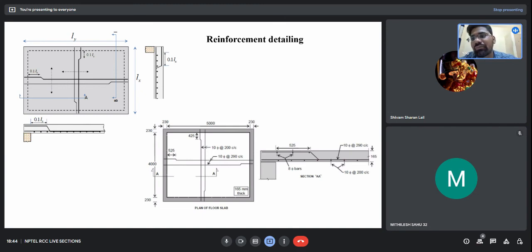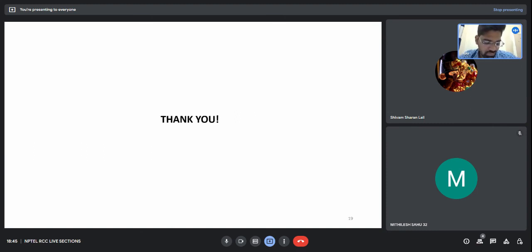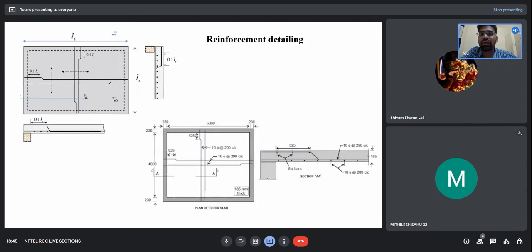For a discontinuous slab, since both the edges are discontinuous, I am providing the curtailment only up to 0.1 Lx and 0.1 Ly on both the sides. Okay, so this was all about today's lecture. We have seen the curtailment of continuous slab, curtailment of two-way slabs, the torsional reinforcement requirement, and one problem on two-way slabs. If you have any doubt, you can ask me.